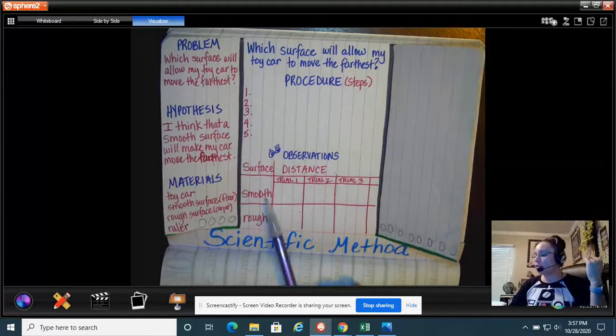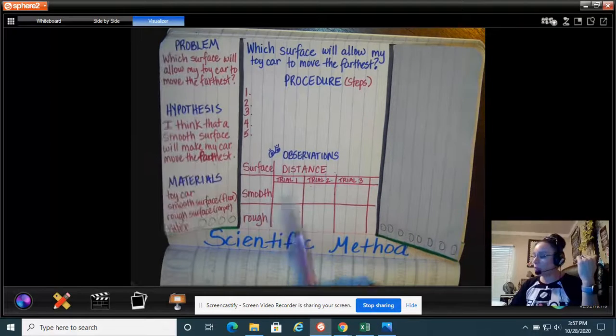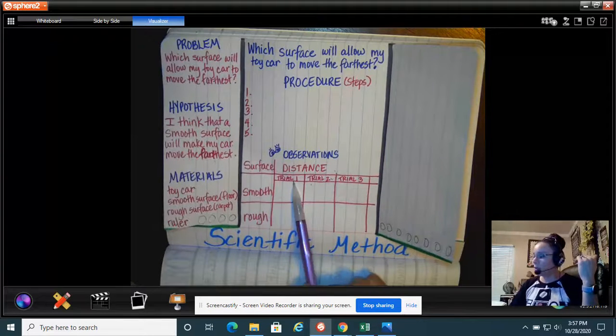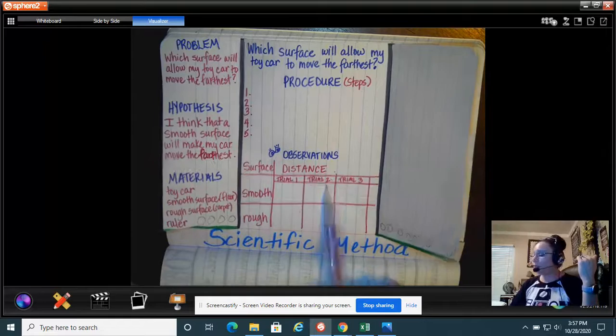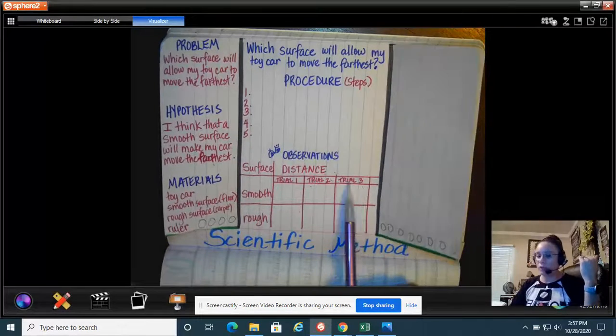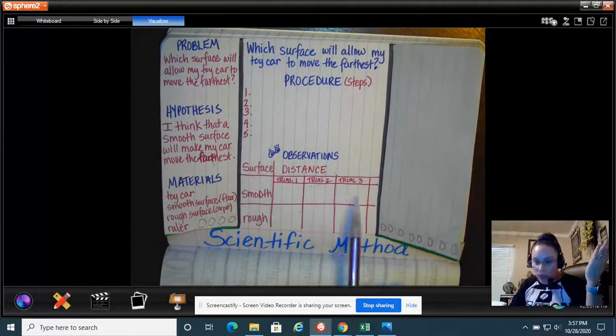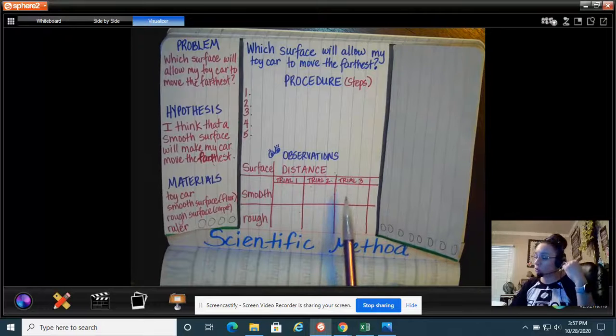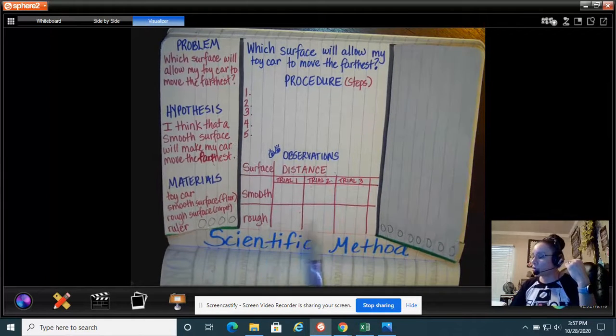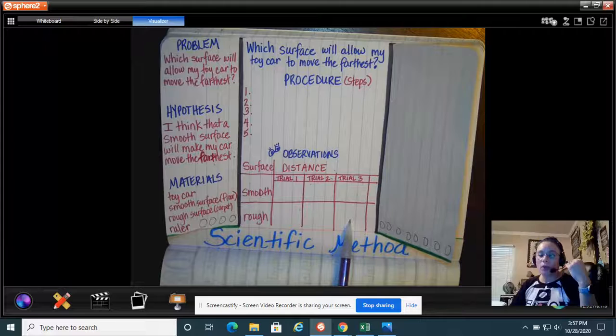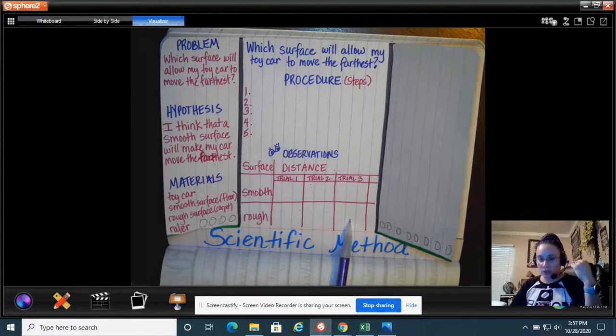So you're going to test your car on the smooth surface one trial, the second trial, and the third trial. And the trial means you're going to try 3 times with a smooth surface. You're going to try the same with a rough surface. Okay.